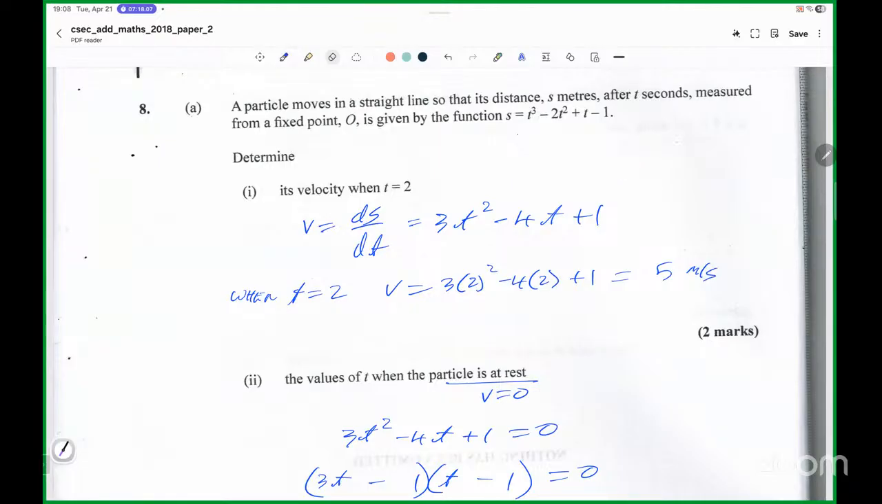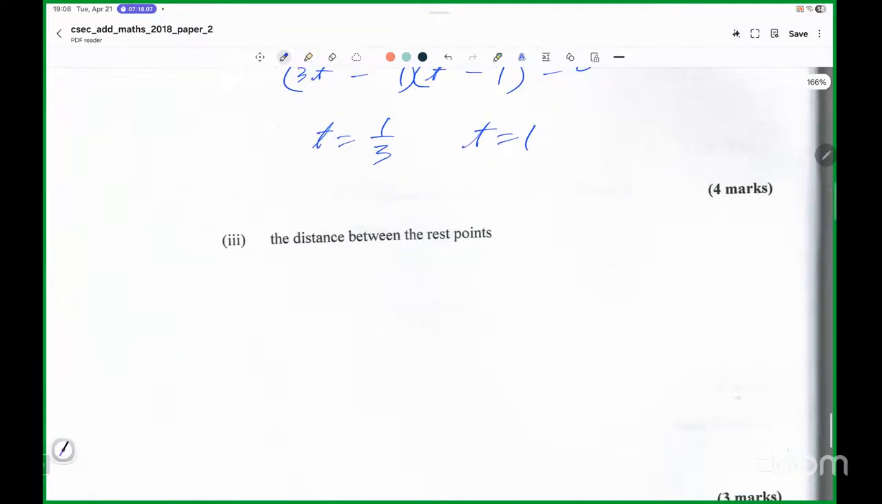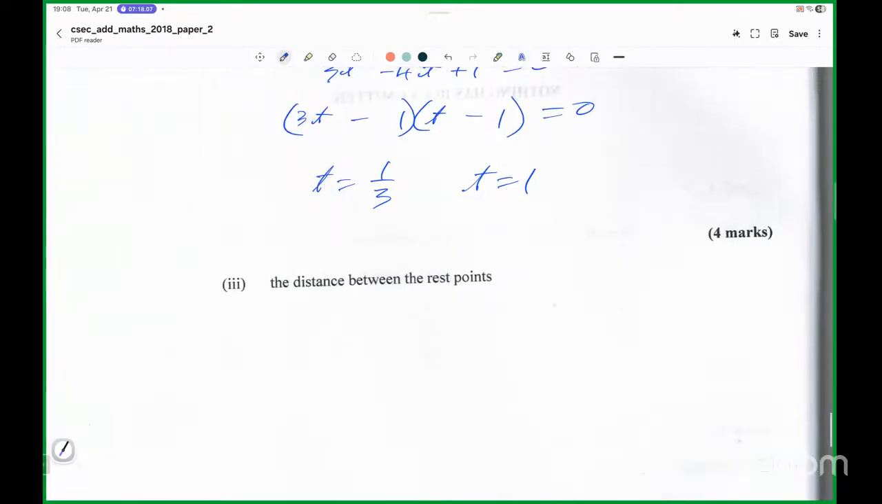All right, but let's continue. The next part now says the distance between the two rest points. So why do you want to know where it is from O when t equals a third and where it is when t equals 1? See where it is. It's asking for this distance. So, to sketch a graph.